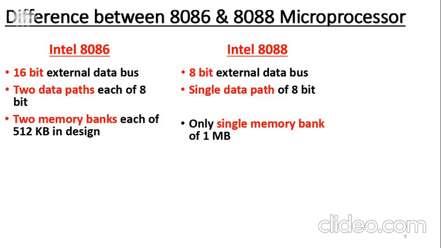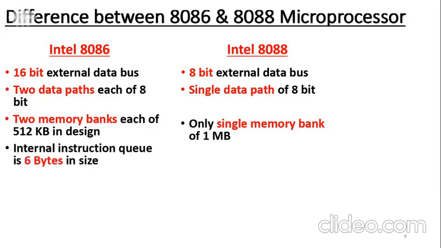Now keep in your mind that in both the processors 8086 as well as 8088, it contains 20 bits of physical address, and because of that total addressable memory space is equal to 1 megabyte. In 8086 there are two banks, each of 512 kilobyte equal size. In 8088 there is a single bank of 1 megabyte.